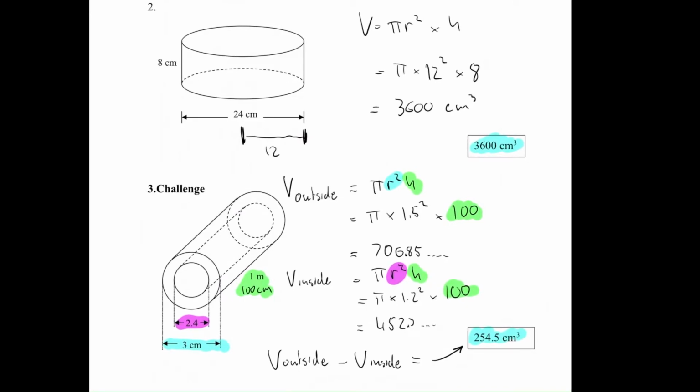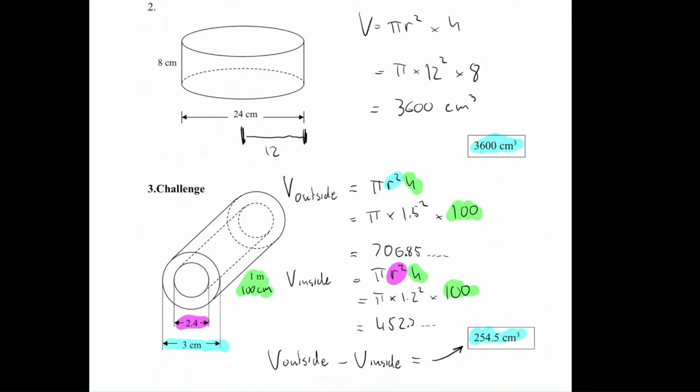Here's the working out. This first one was very straightforward. Just plugging into the formula. The only thing you had to be careful of was that the number you were given here was the diameter, not the radius. So you had to put 12 into the formula, not 24.